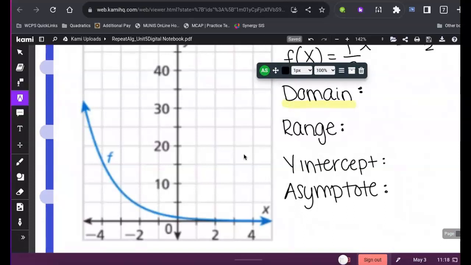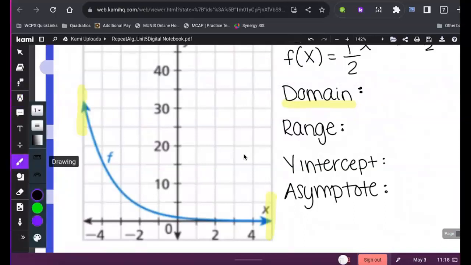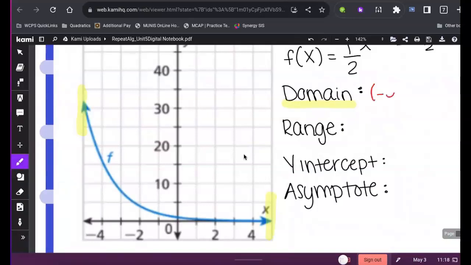So my domain is from the left side of the graph to the right side of the graph. And notice when I make both of those highlights, my highlighter is touching the arrow. So anytime we're touching an arrow, that means our graph goes on forever. So it goes on forever to the left, negative infinity, and it goes on forever to the right, positive infinity. So our domain is all real numbers, negative infinity to positive infinity.